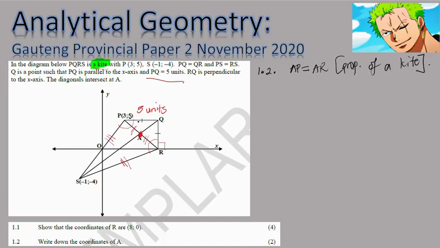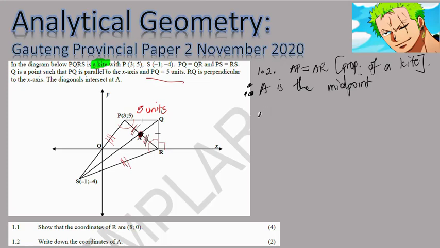Remember what we said, that one property of a kite that is missing here is to say this side is equal to this side here, because one diagonal of a kite bisects the other diagonal, right? So now when that is the case, point A is the midpoint, it's where the bisecting happens. So since A is the midpoint, you can say AP is equal to AR, therefore A is the midpoint.